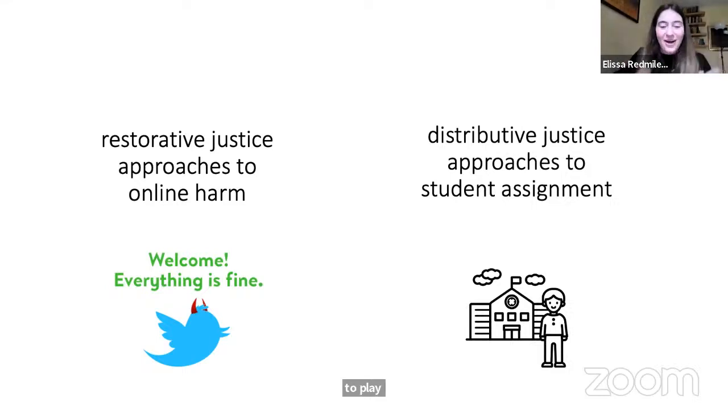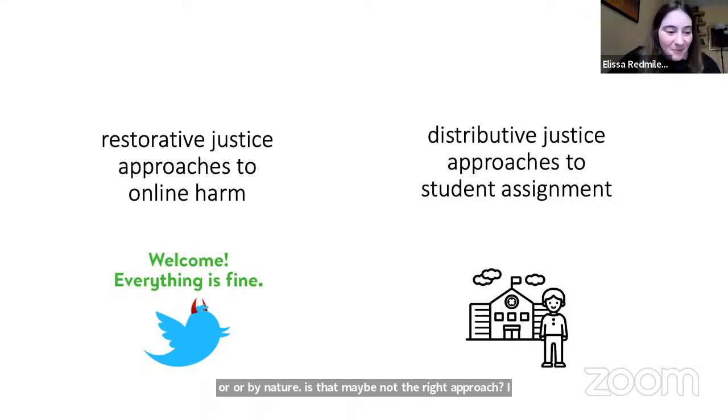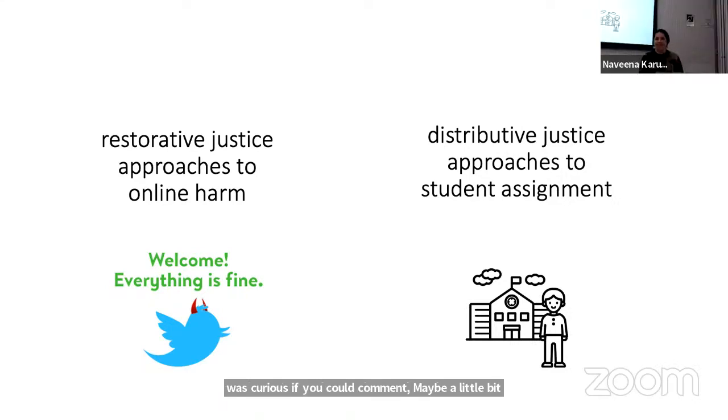I was curious if you could comment maybe a little bit more on that. Yeah, so the question is, should we completely refuse automated ways of dealing with intimate partner violence or image-based abuse, or are there ways to use them? I think there probably are. I'm not advocating for just throwing it all out. I'm advocating for rethinking.